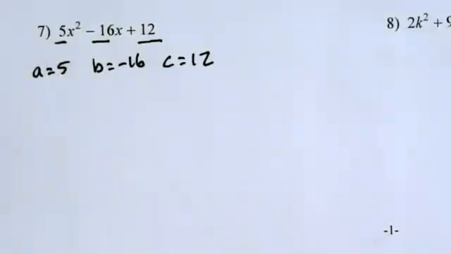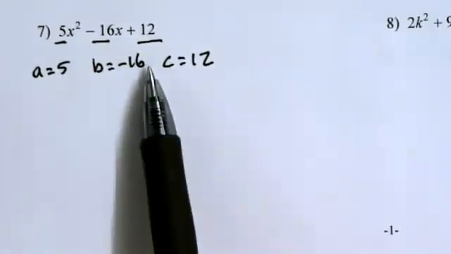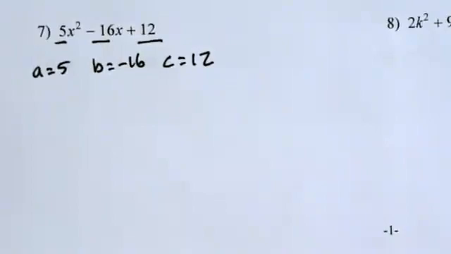A, B, and C never have a variable in them. They're always just numbers, okay? Sometimes people want to put an X, especially on the B, but there's no X's on these things. Just the numbers, just the coefficients.